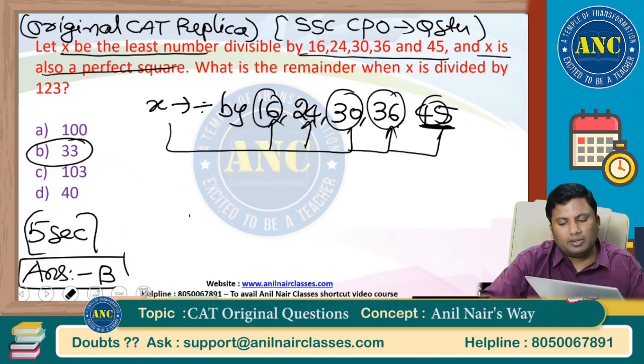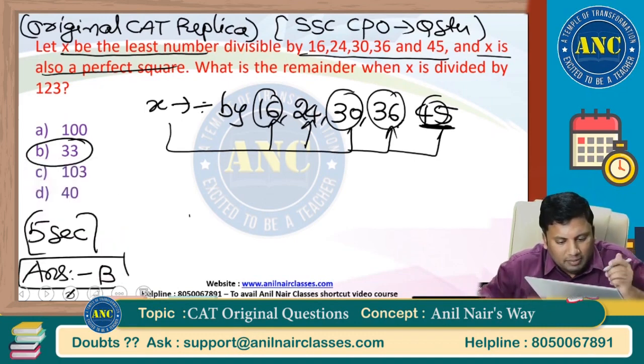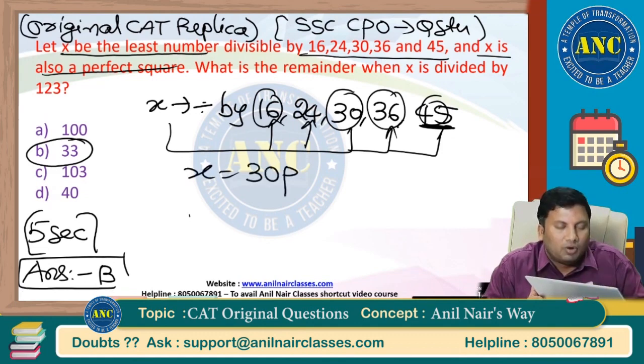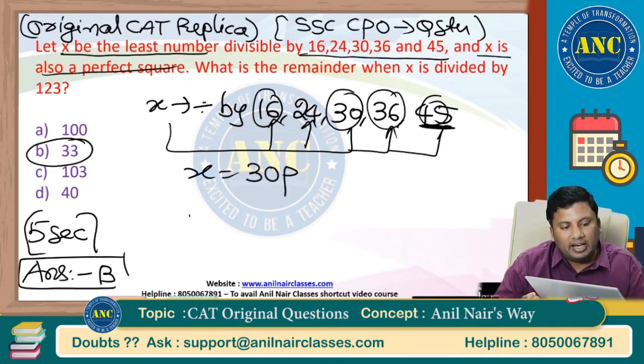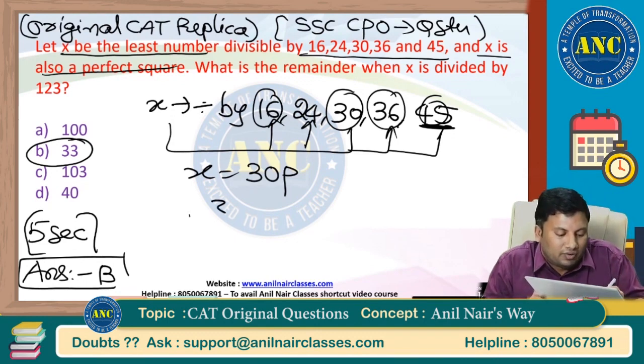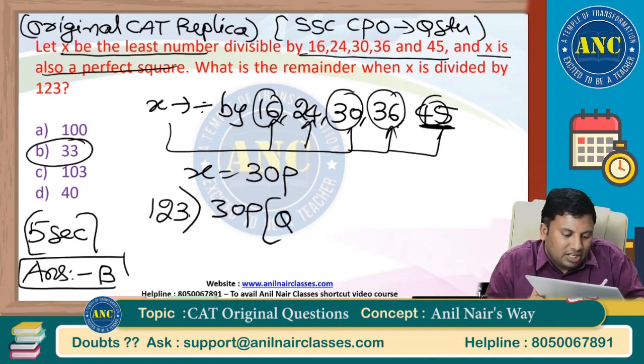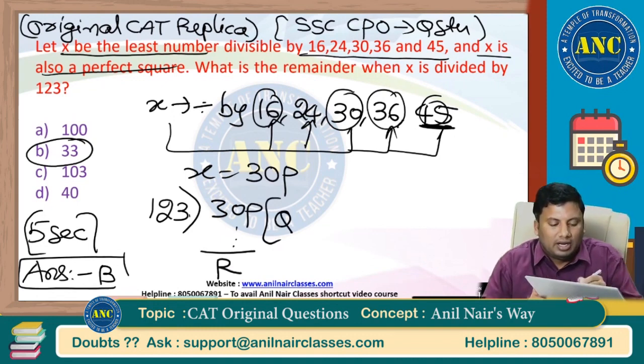X is divisible by 45 and x is a perfect square. That means x will be of the form 30 into something. Are you all with me? What is the remainder when x is divided by 123? 30p, what is the remainder when it is divided by 123? This is the quotient and this is the remainder. Are you all with me?